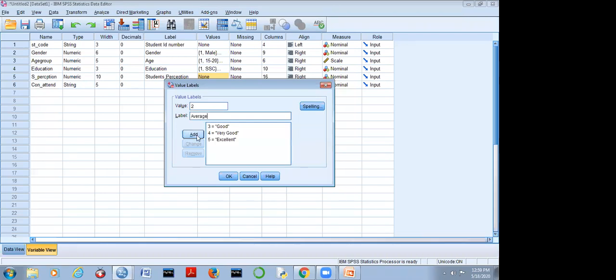Ma'am, can I ask you a question, ma'am? Yes, ask. Ma'am, how many measurements are there other than nominal and scalar? I told you three measurements: nominal, ordinal and scale. Okay.